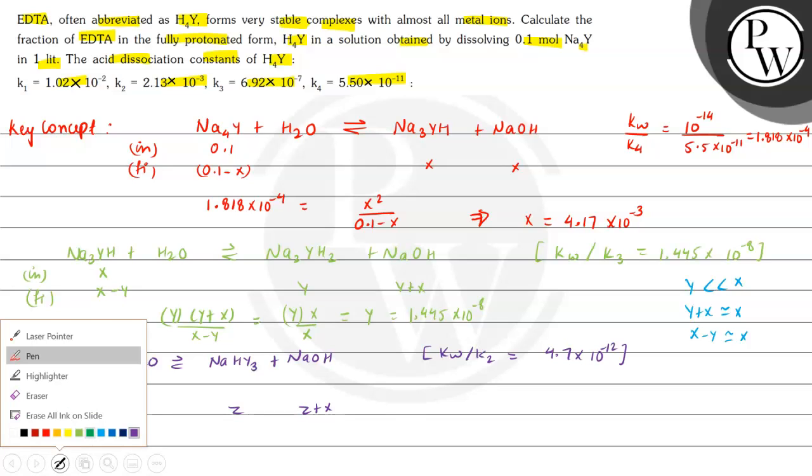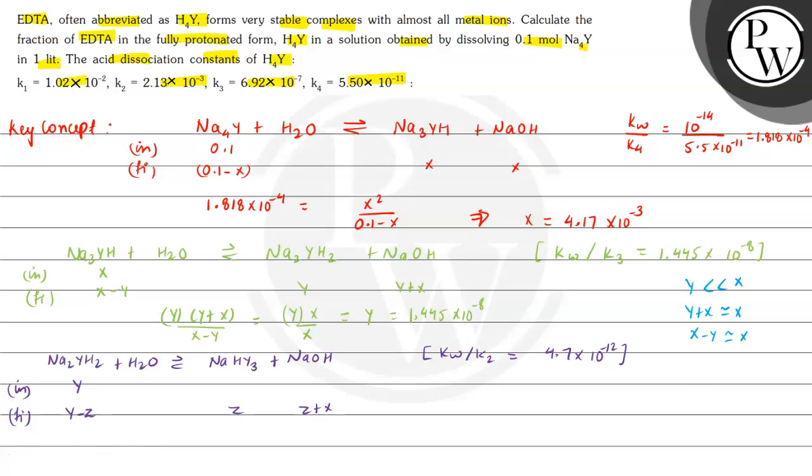Similarly, in this case also, Z will be really less than X, and Z will be really less than Y as well. That means Z plus X is almost equal to X, and Y minus Z is almost equal to Y. So this will be Z multiplied by Z plus X divided by Y minus Z, which is Z multiplied by X divided by Y, equal to 4.7 multiplied by 10 raised to power minus 12. We substitute the values of X and Y, and when we solve, Z will be equal to 1.628 multiplied by 10 raised to power minus 17.